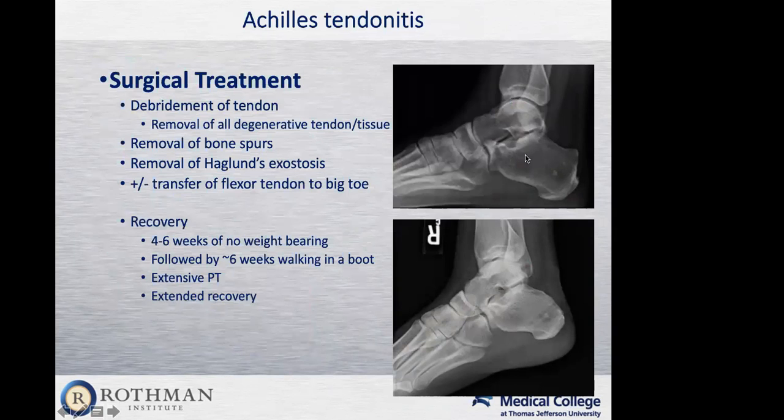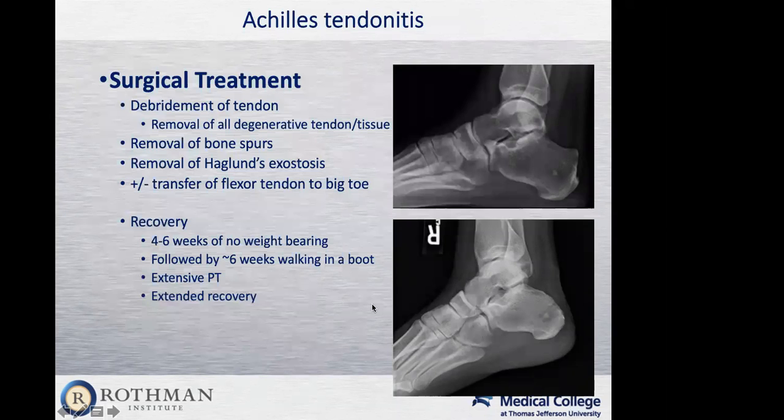You can see on the top right, this is a patient who had bad Achilles tendonitis, and this is their x-ray after surgery. You notice how we've rounded that area off in the back so that there's no bone or spikes of bone that are pushing on the tendon there.